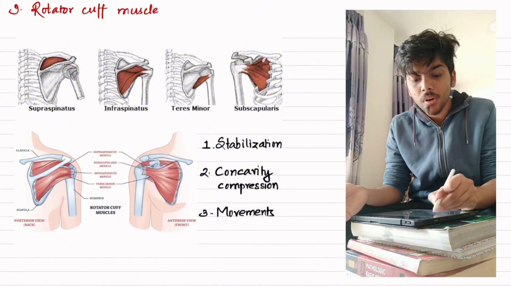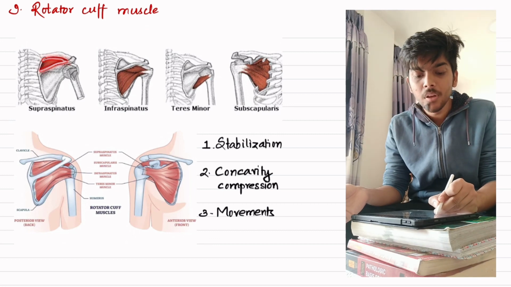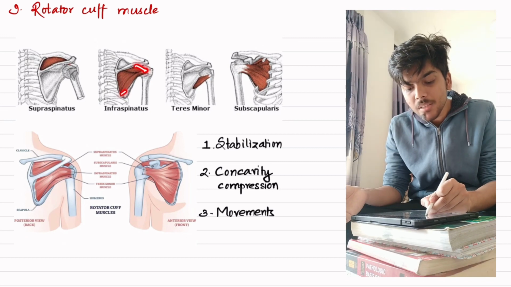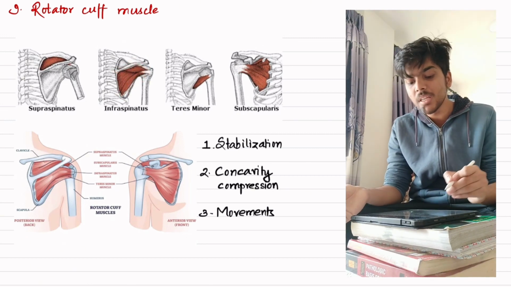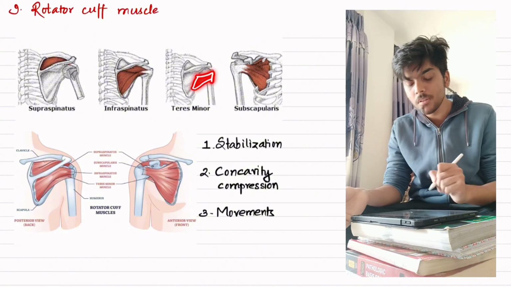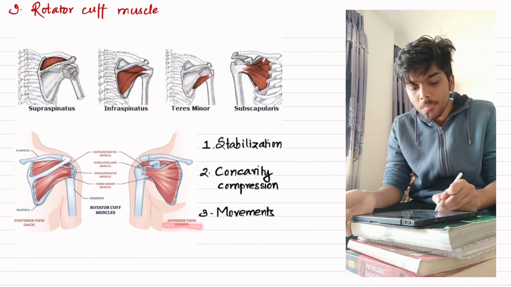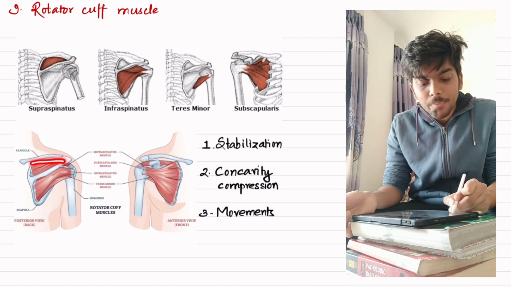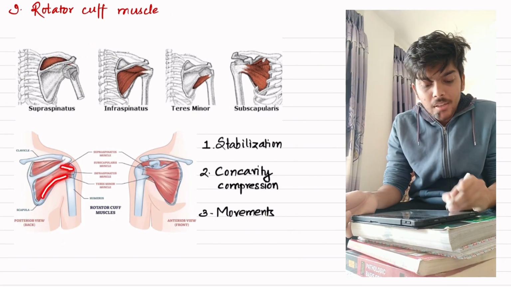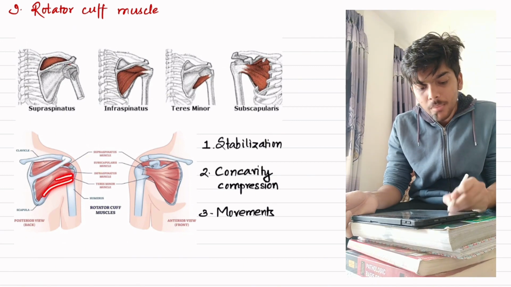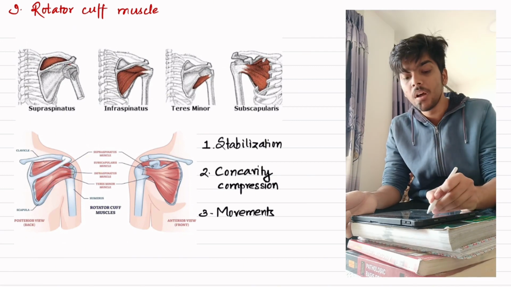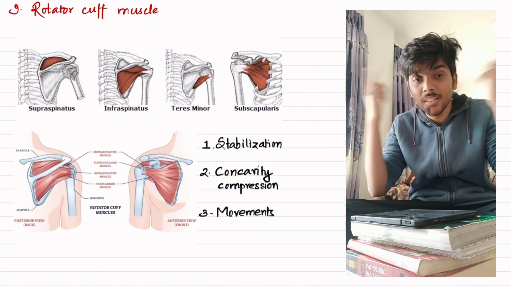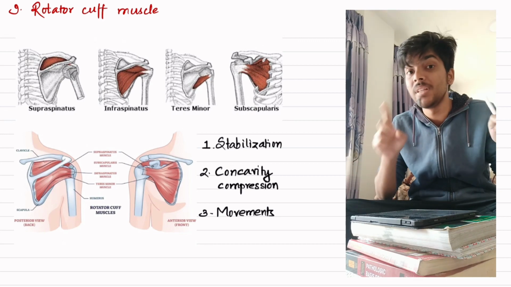Posteriorly, there's your supraspinatus muscle, right above the spinous process, the infraspinatus muscle, right below the spinous process, and the teres minor muscle. So anteriorly, you have the subscapularis muscle, and posteriorly, you have the supraspinatus, the infraspinatus, and teres minor muscle. These four muscles form the rotator cuff muscle. You can remember it as SITS, or you can simply visualize it in your brain and remember it that way.